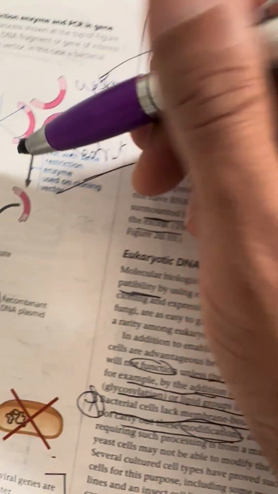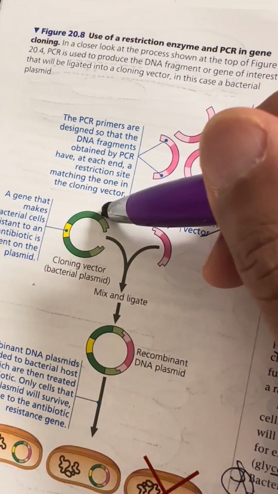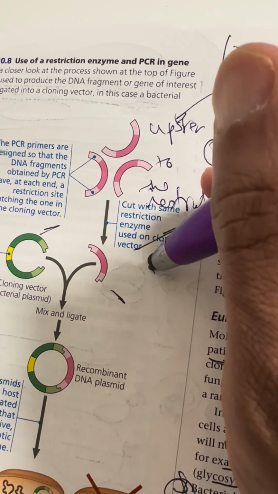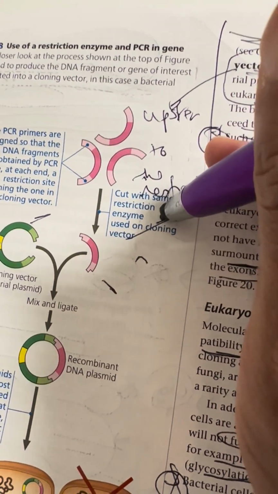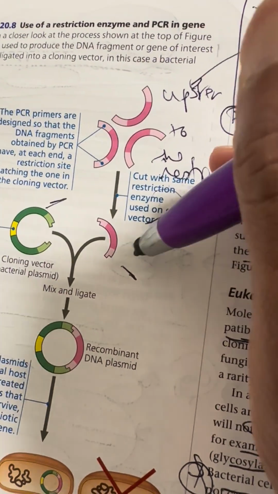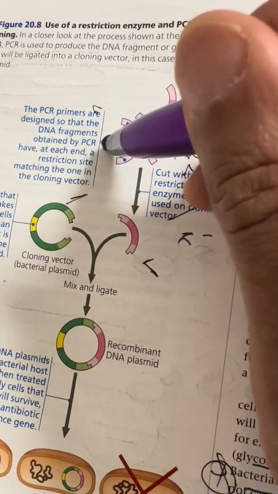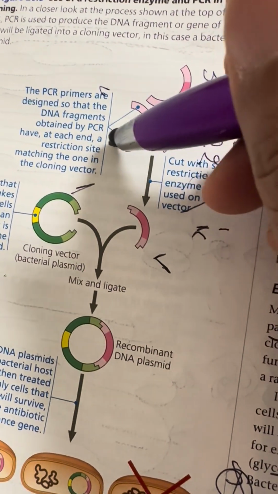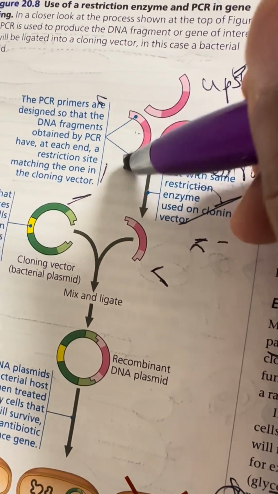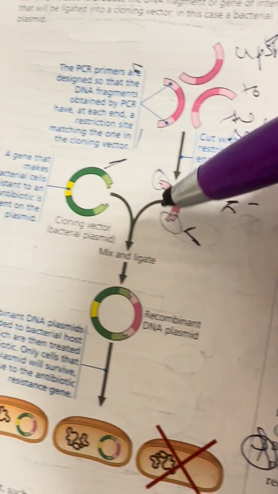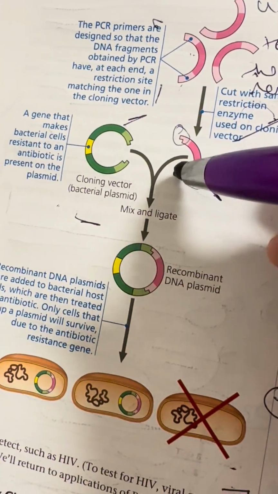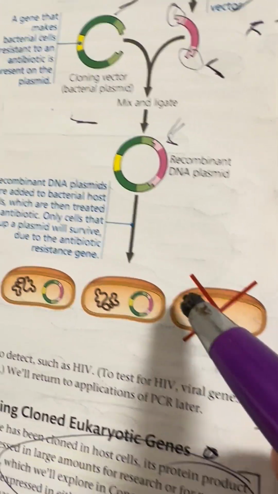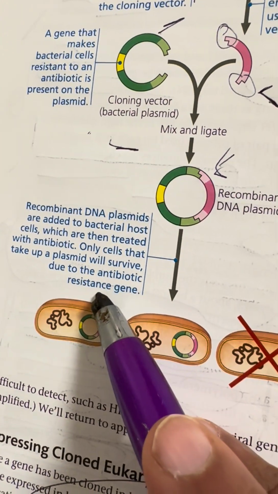So remember the restriction. This is the two pieces. Remember, piece 1, piece 2, right? This was the site that you're interested in. So this is cut with restriction and the same enzyme, right? The primers are designed so that the DNA fragments obtained by the PCR have a restriction site at each end, right? So restriction site, and then you got your bacterial cells, and you just shove it together and you mix, right? There you go. And only the cells that take up a plasmid will survive.